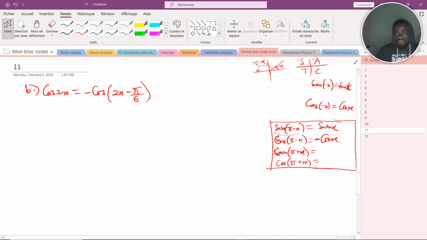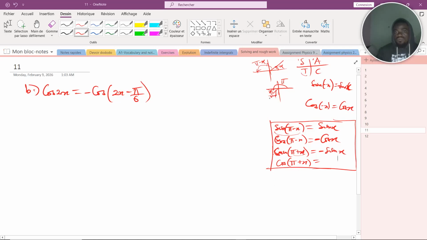Pi plus x. When you draw the quadrants like this, this is already pi. If you add an angle x, you're already in the third quadrant. So this is an angle in the third quadrant. How is sine in the third quadrant? Sine is negative, so sine of (pi plus x) is minus sine x. Do you understand what I'm saying?